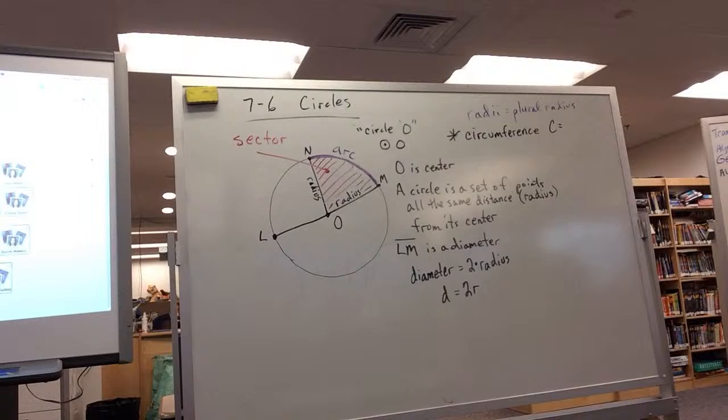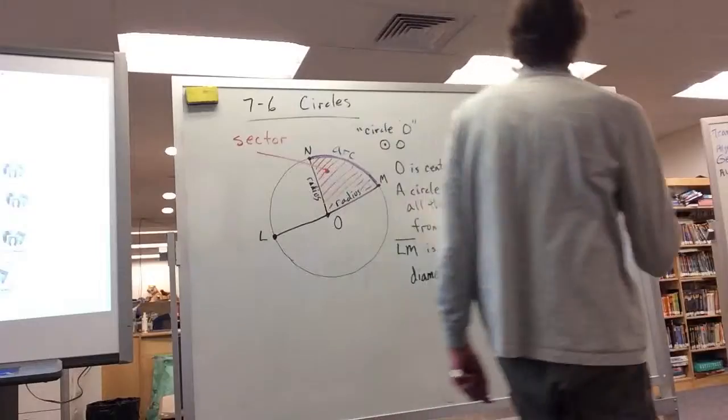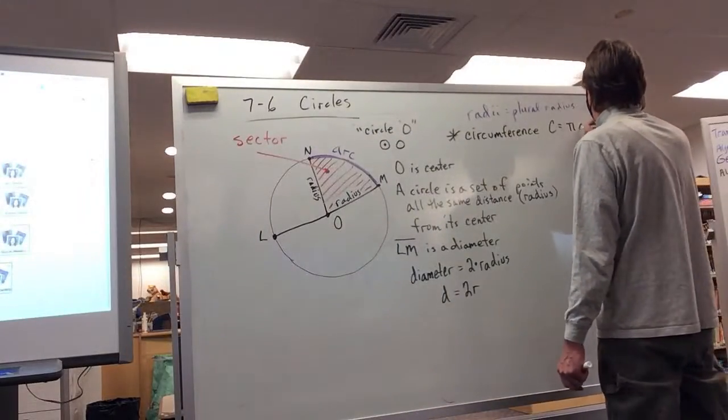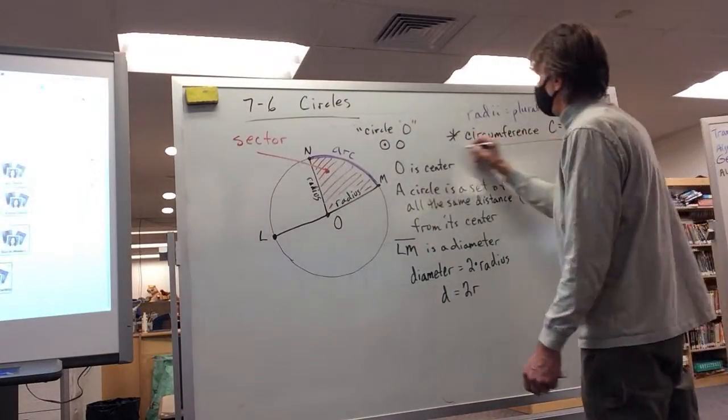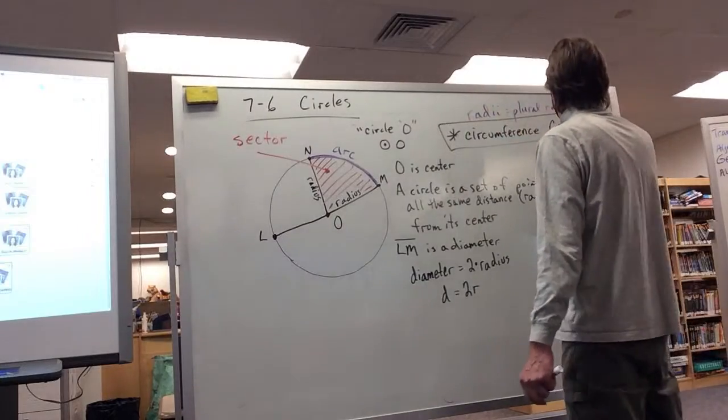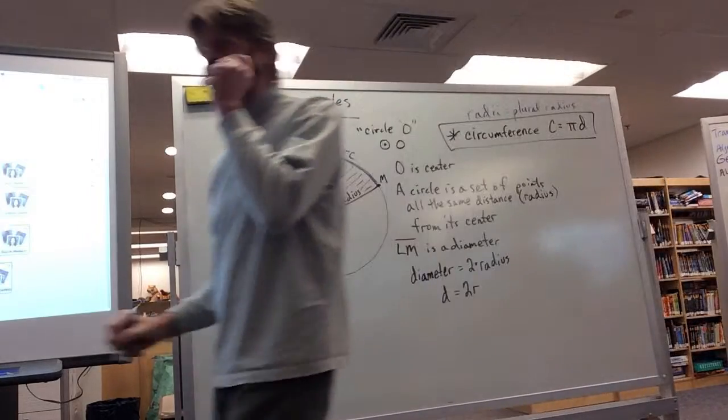The formula for the circumference of a circle. Is it diameter times circumference? Yeah, it's diameter times pi. Yeah. That's a formula we kind of need to remember.